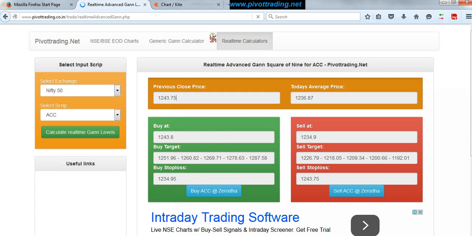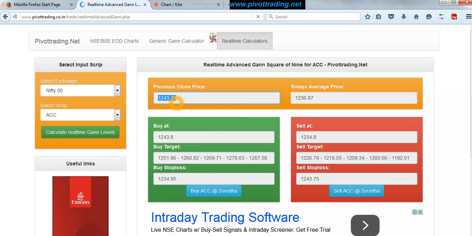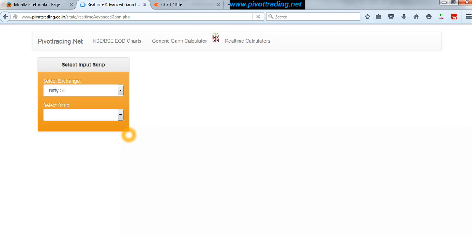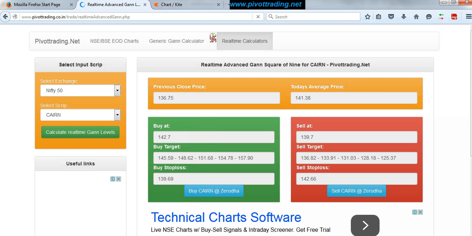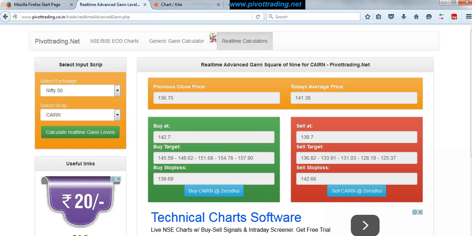It will automatically take the average price, average closing price, and previous day's closing price, and today's average price, and then it will calculate these levels for you. It will give you these levels at what levels you have to buy at, and what are the targets, and what is the stop loss. So it's a pretty simple calculator. You don't have to enter anything. You just have to select a few scripts on the drop down, click on the calculate real-time Gann levels, and it will do all the calculations for you. And here it is. So simple.